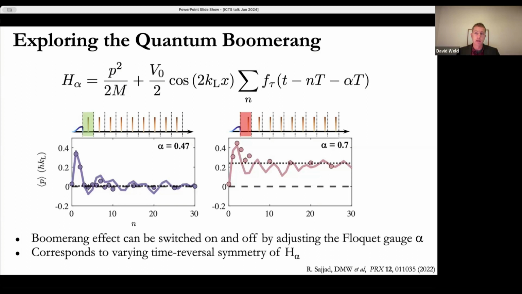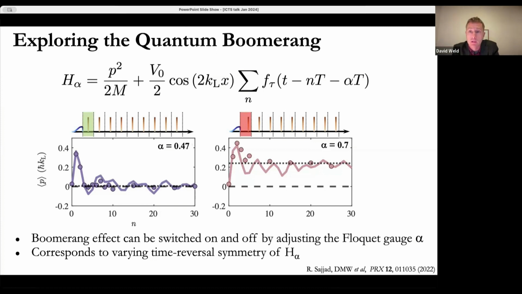The reason for this is simply that one of the axioms that supports the occurrence of the quantum boomerang effect is time reversal symmetry. And if you think about the role of the Floquet gauge and what happens if you run time backwards in this experiment, then if you get too far from making your first kick exactly half a period after you drop the atoms out of the lattice, the system no longer actually looks time reversal symmetric. So in this super simple way, we could vary the time reversal symmetry of the Hamiltonian itself.